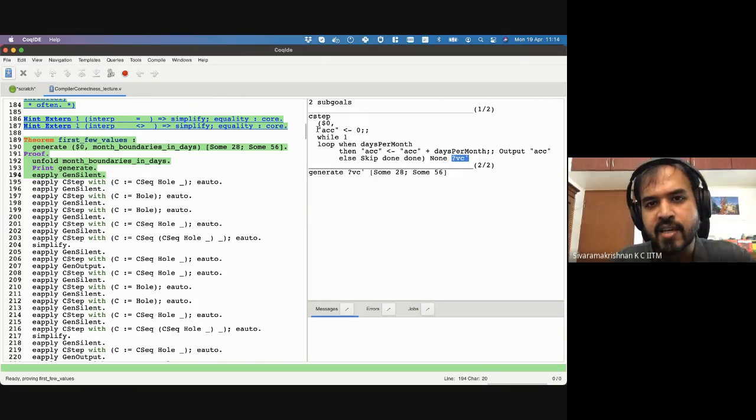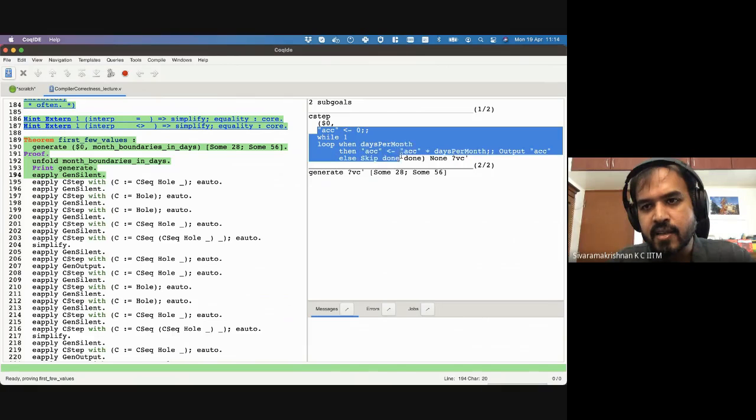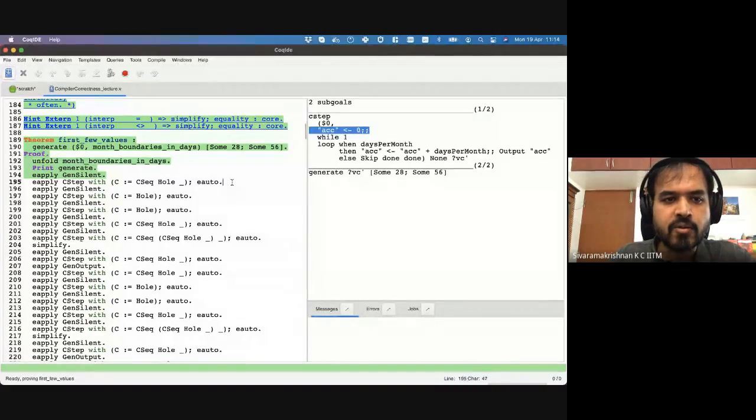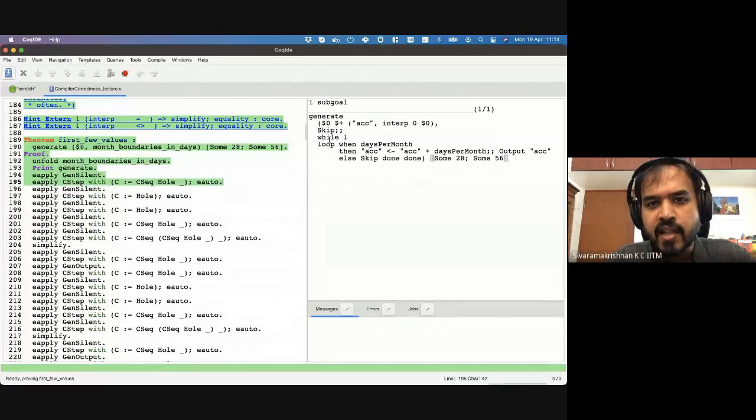As we've seen earlier, this is a C1 semicolon C2. The rest of it is just a while loop, right? And here I'm going to reduce this subexpression first. So the evaluation context that I'm going to choose is C seek whole underscore, with the idea that I'm going to execute whatever falls in this hole, which is this assignment, right? And I'm going to do E auto. So if you do this, that particular thing gets evaluated fully, right?